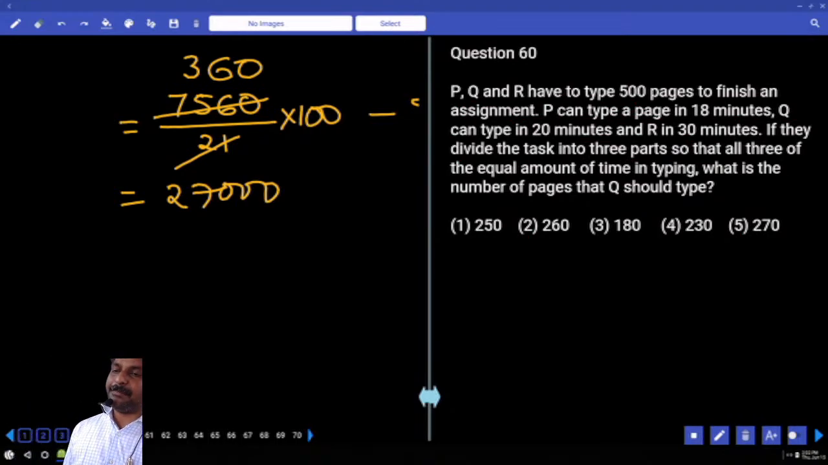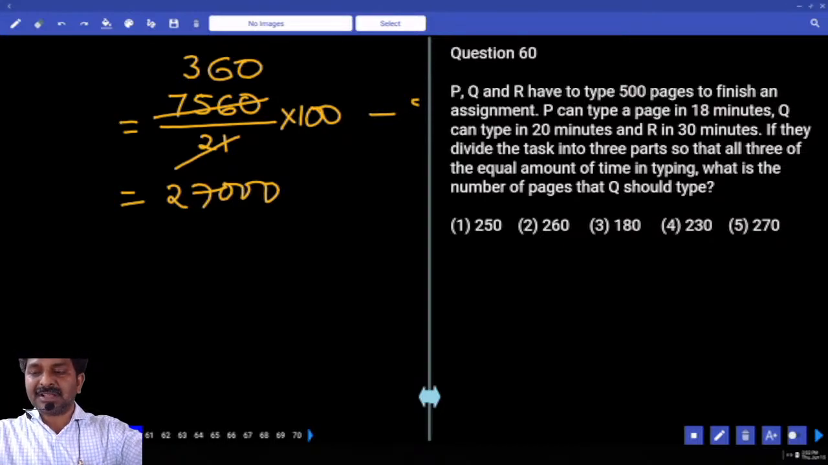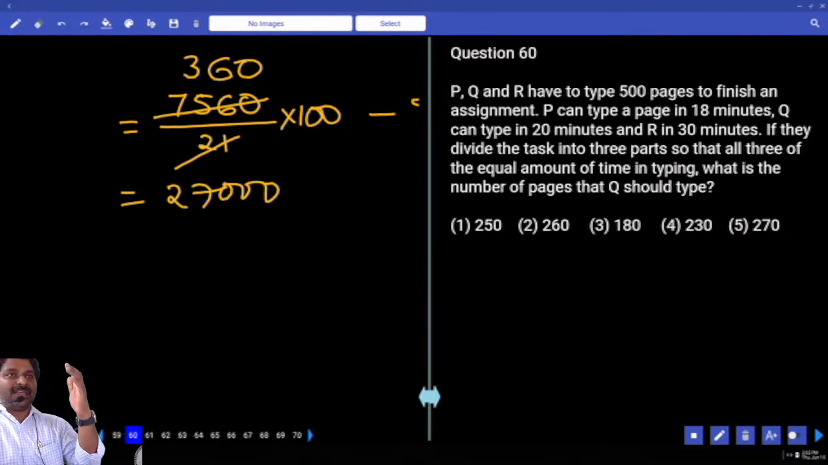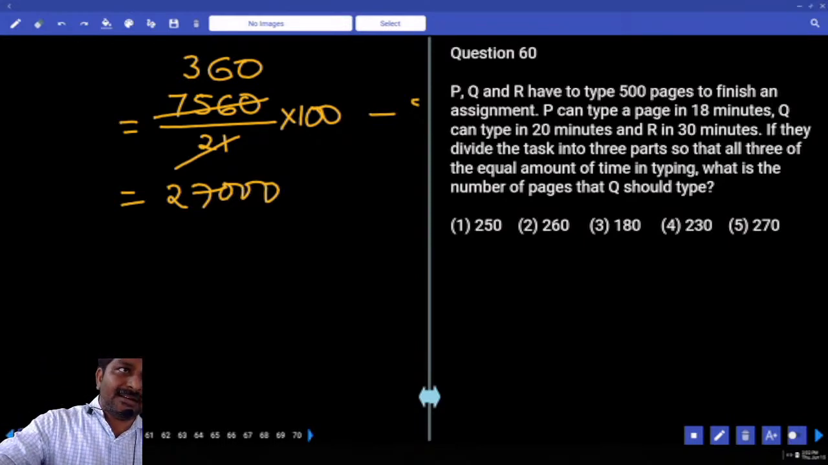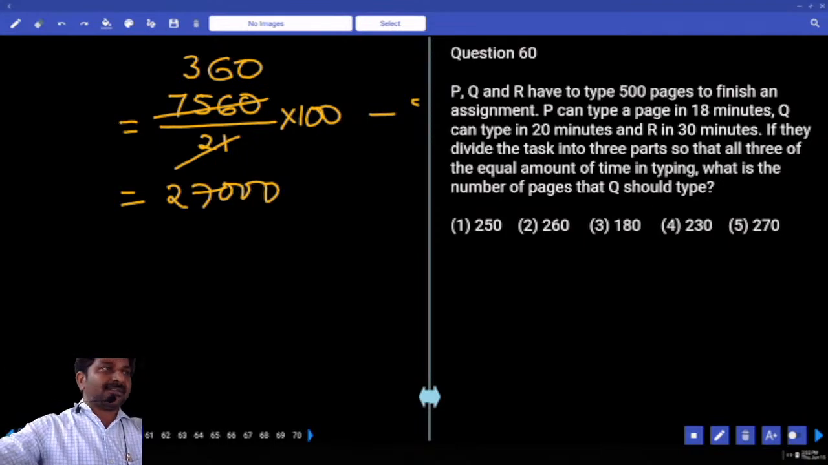P, Q, R have to type 500 pages to finish an assignment. P can type a page in 18 minutes. Q can type in 20 minutes. R in 30 minutes. If they divide the task into 3 parts so that all three spend equal amount of time in typing. So they are going to spend equal amount of time. That means it may be 1 hour each or 2 hours each, 3 hours each. Time is constant. Correct? That means we 3 start the work together and will finish the work.